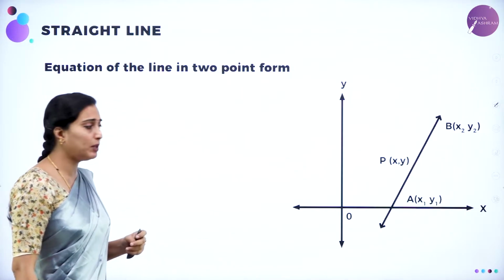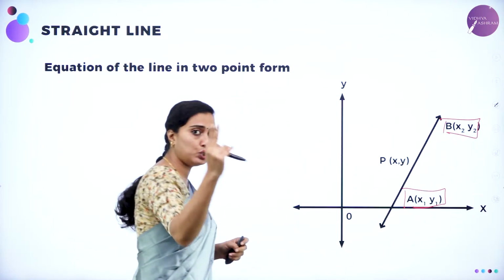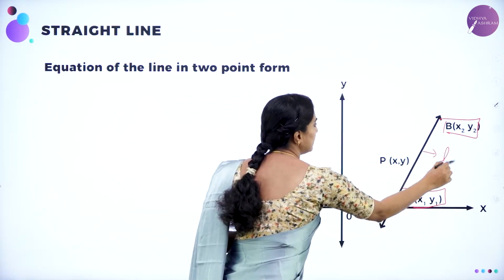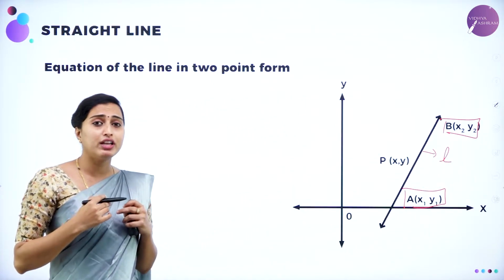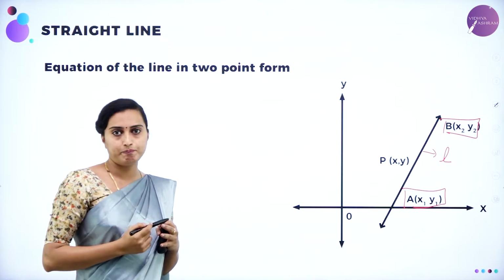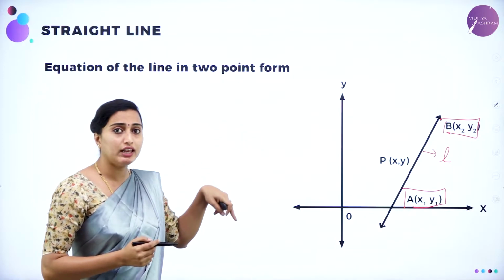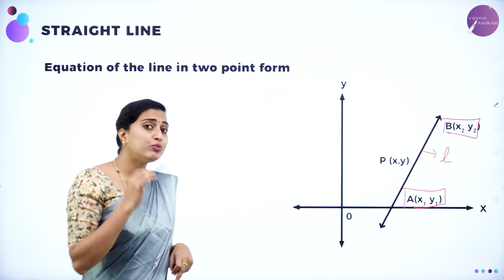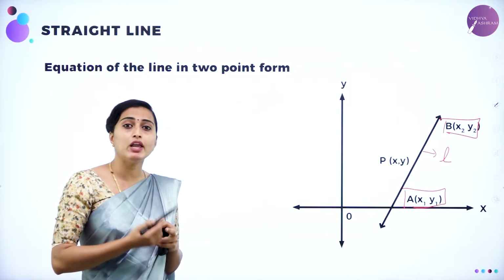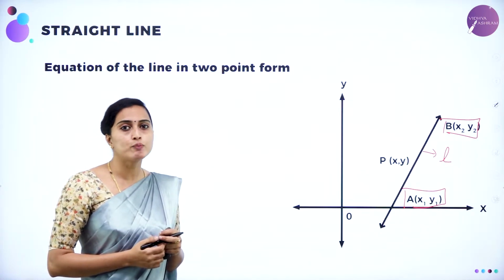So here I have taken the two points as A of x1, y1 and B of x2, y2 as the two given points. And then on a line L, I am going to take P of x comma y as any point on that line. By taking any point on that line, all three points lie on the same line, which means the points are said to be collinear. If the points are collinear, then you can equate their slopes.